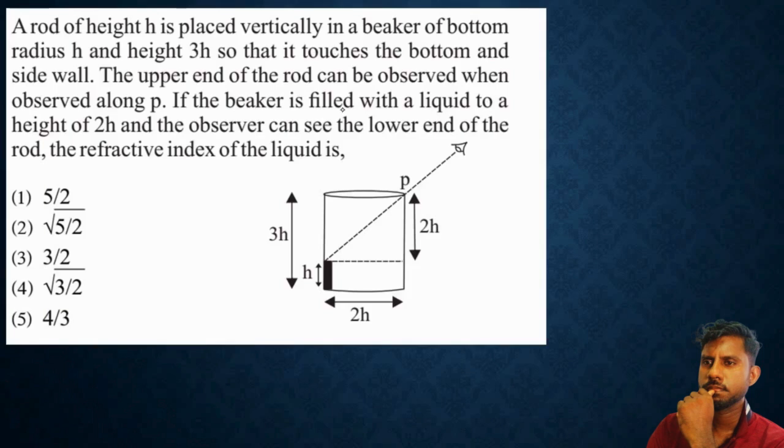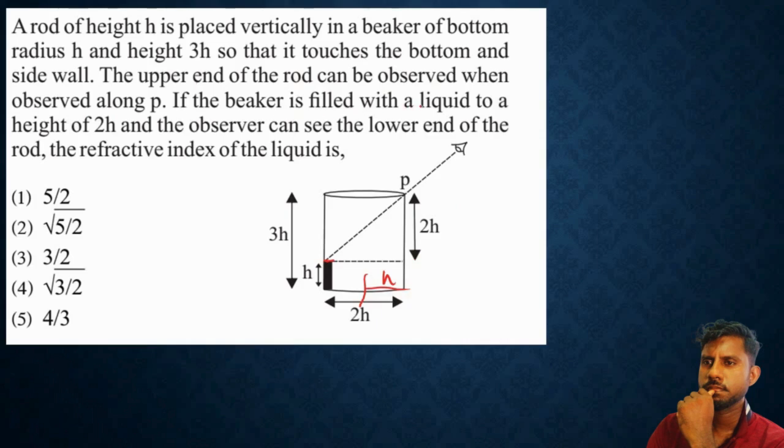All right, let's get into this question now. A rod of height h is placed vertically in a beaker of bottom radius h. So this radius they have given as h, the height 3h, so that it touches the bottom side wall. The upper end of the rod can be observed when observed along P. So this is visible when looked from here.